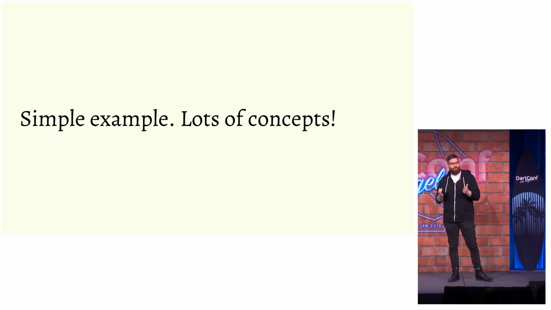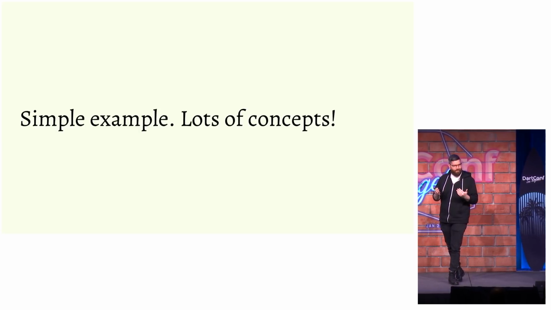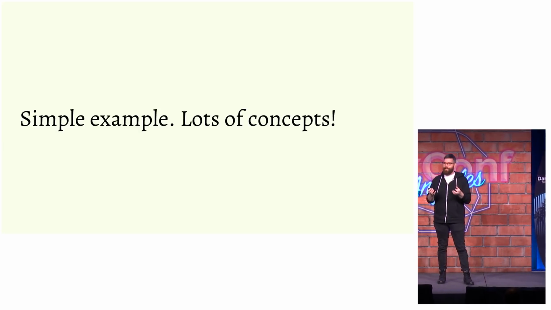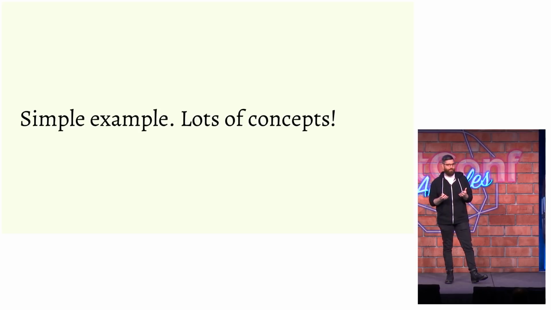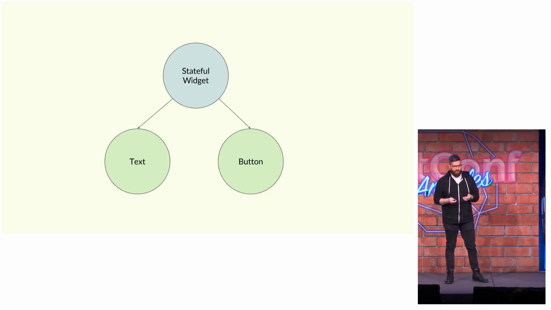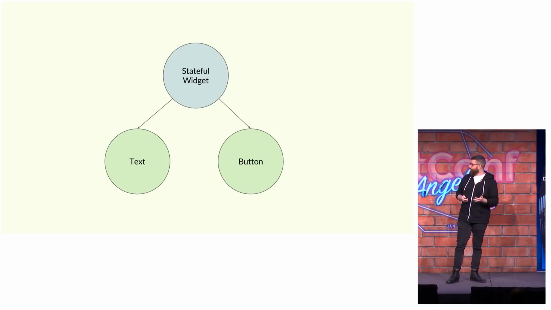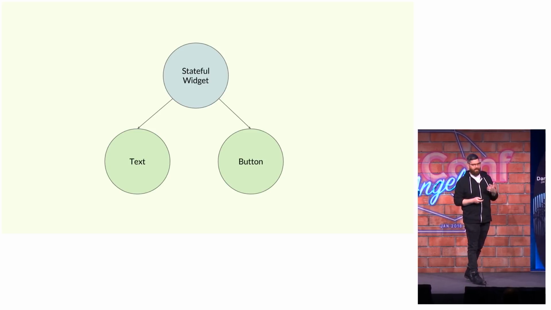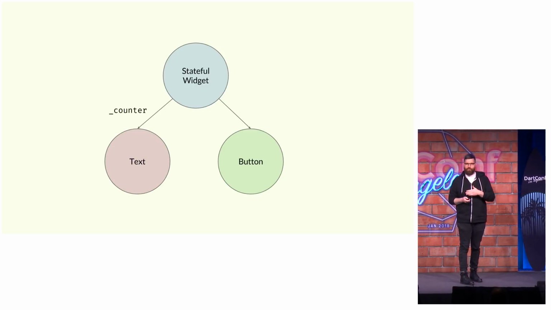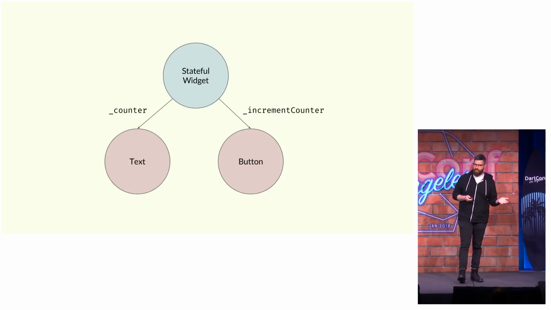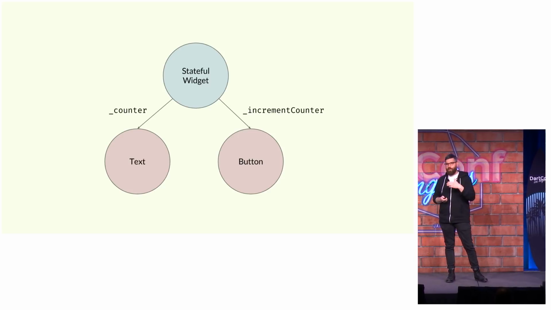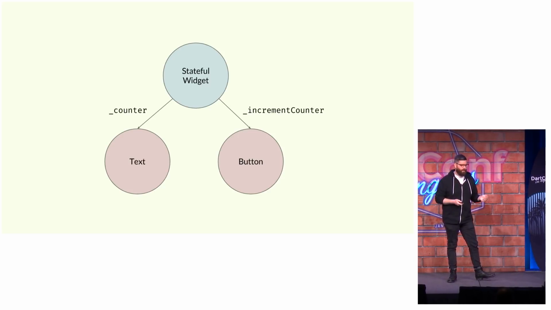So I think maybe some of you are thinking, okay, that's a super simple example, but I actually think it has a lot of really interesting little concepts wrapped up inside of it. So, our widget tree at this point is really simple, right? We've got a stateful widget, and it's sort of handing some information off to a text widget and a button. It's handing off the increment counter to a button widget.